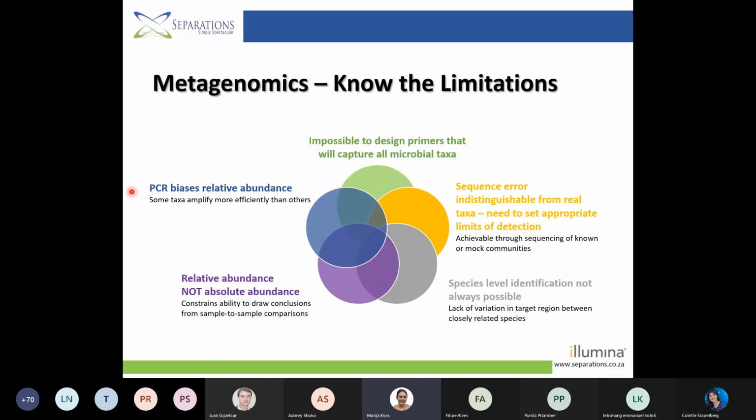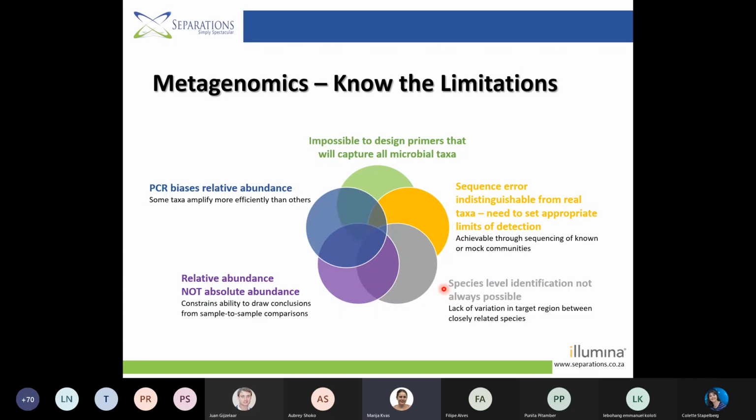Some microbes, the regions that we are looking into won't be amplified as easily as for the other microbes, right? So then we are looking at that relative abundance, and we don't understand the full complexity of that sample. We only understand the identification. We are only identifying the species that are out there. That is, if we can identify to the species level, right?